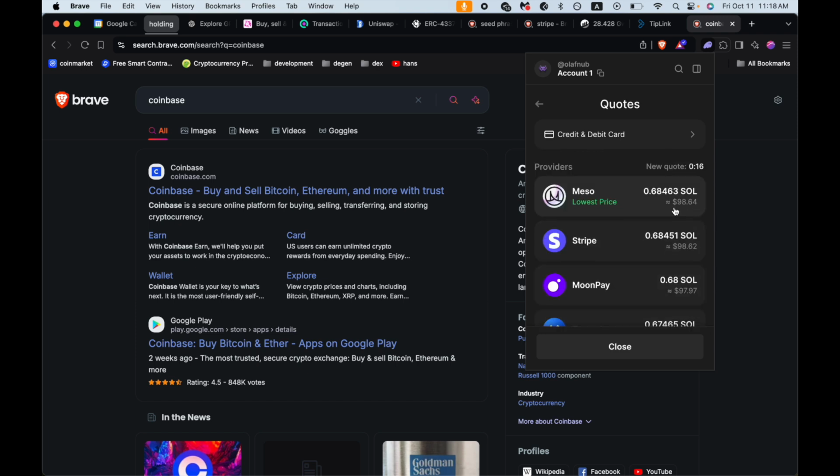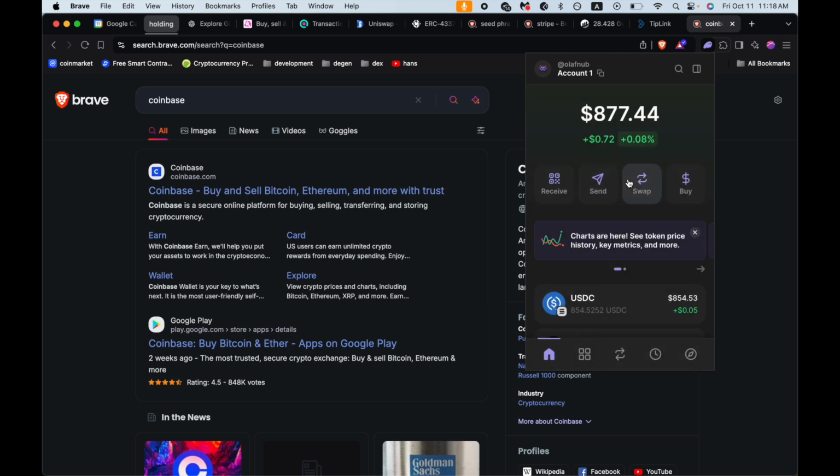You can see that the fee is a bit more. Like for $100, buying $100, I'm only getting $98 back. And obviously nobody wants to spend $2 on fees. And that's why I was recommending that Coinbase process, where usually the fees are 0.